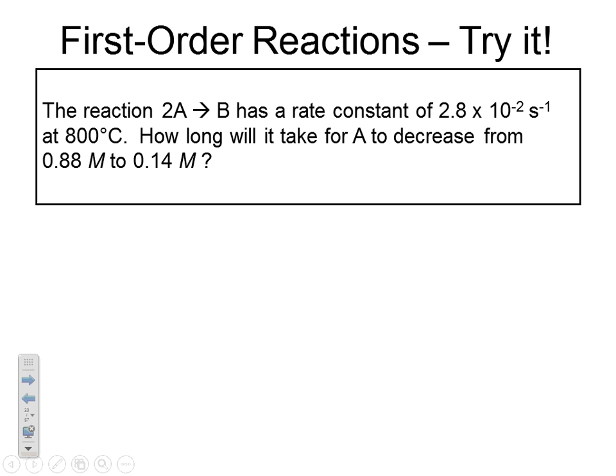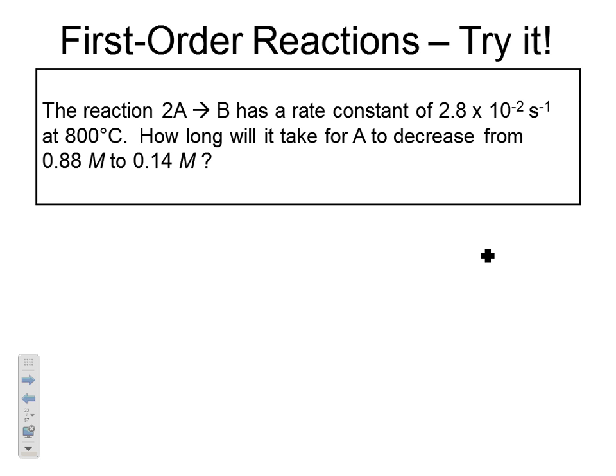So looking at a very typical problem that can be asked about this type of kinetics question, we have this one. The reaction 2A goes to B has a rate constant of 2.8 times 10 to the negative seconds to the negative first at 800 degrees Celsius. How long will it take for A to decrease from 0.88 molar to 0.14 molar? First of all, notice that there's a different set of information supplied to you in this problem than in the previous questions that we looked at with the first video.